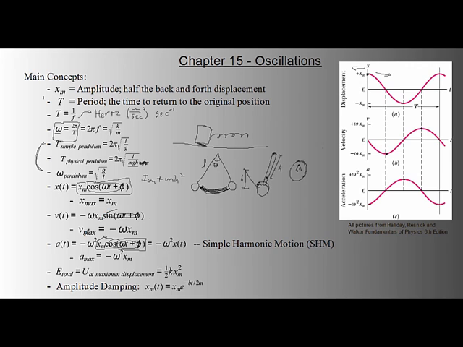That's pretty straightforward. Velocity max is negative angular frequency times the amplitude, and acceleration max is negative angular frequency squared times the amplitude. And that's very straightforward. It'll be more clear when I do some problems how this is the case.